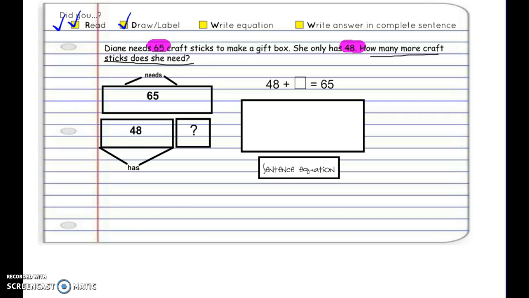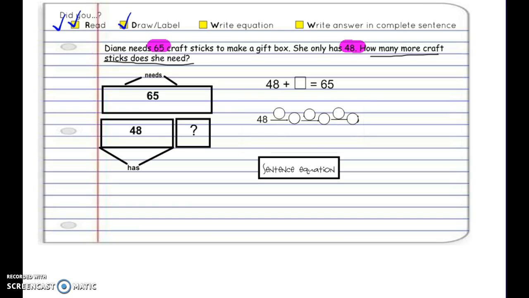So let's take a look at how I solved this problem using the arrow notation. I'm starting out with 48 because that is the one part that I know that I have. Now I know I want to make it to the next 10. So if I'm at 48, what would that next 10 be? That next 10 would be 50 because 48 is closer to 50 on my hundredths chart. And I know that to get to 50, I would need to add 2.